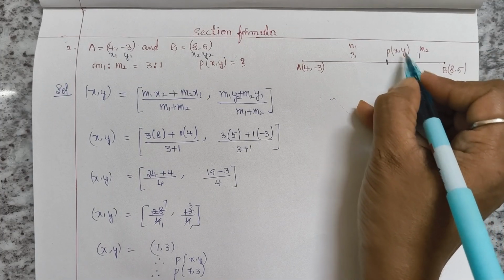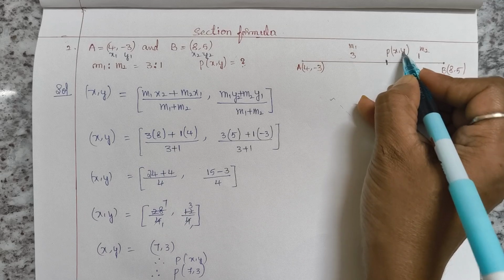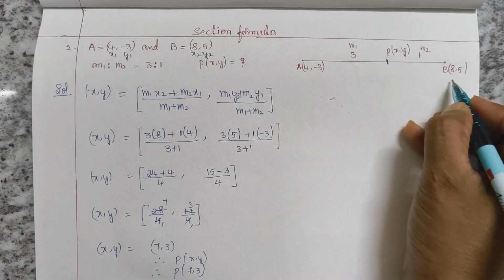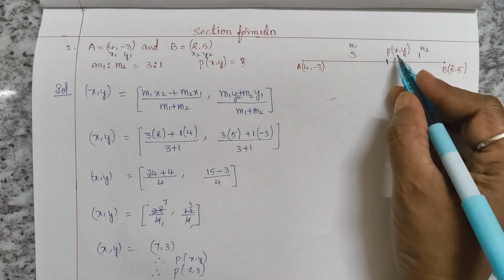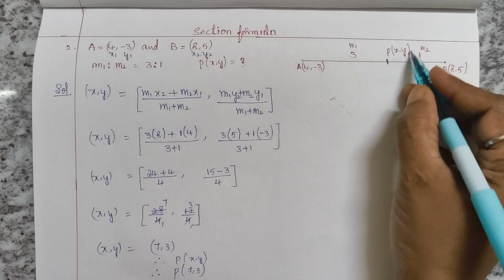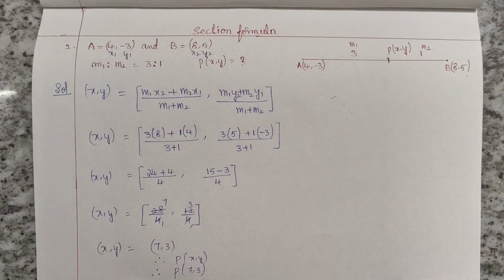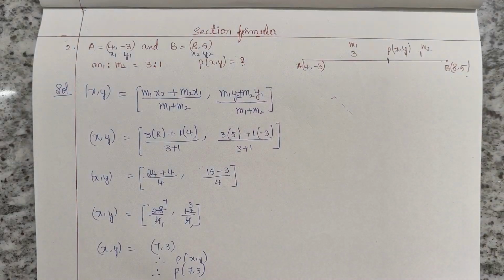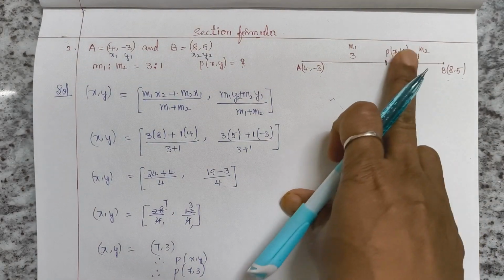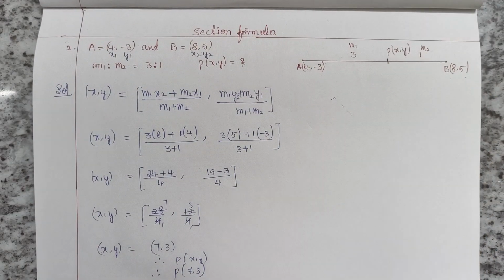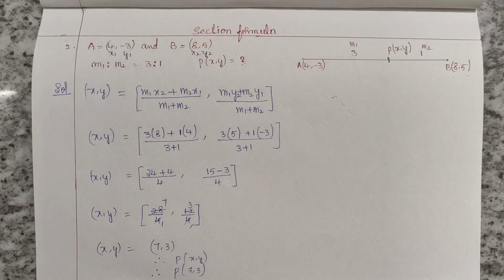This P coordinates we are taking as xy. This one we take x1 y1, this is x2 y2, and this we will take xy. So these coordinates we have to find. This is the section formula. Here, in the section formula, you will be given the ratio and you will be asked for this point's coordinates. This is the section formula.